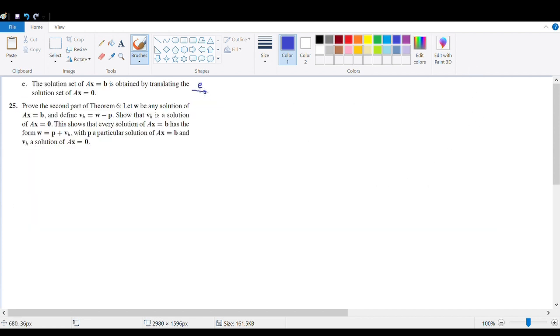Then part E, the solution set of Ax is equal to b is obtained by translating the solution set of Ax is equal to 0. Here, first Ax is equal to b should be consistent. Then we can say that the solution set is obtained by translating the solution set of Ax is equal to 0. So here this one is false. Ax is equal to b should be consistent.